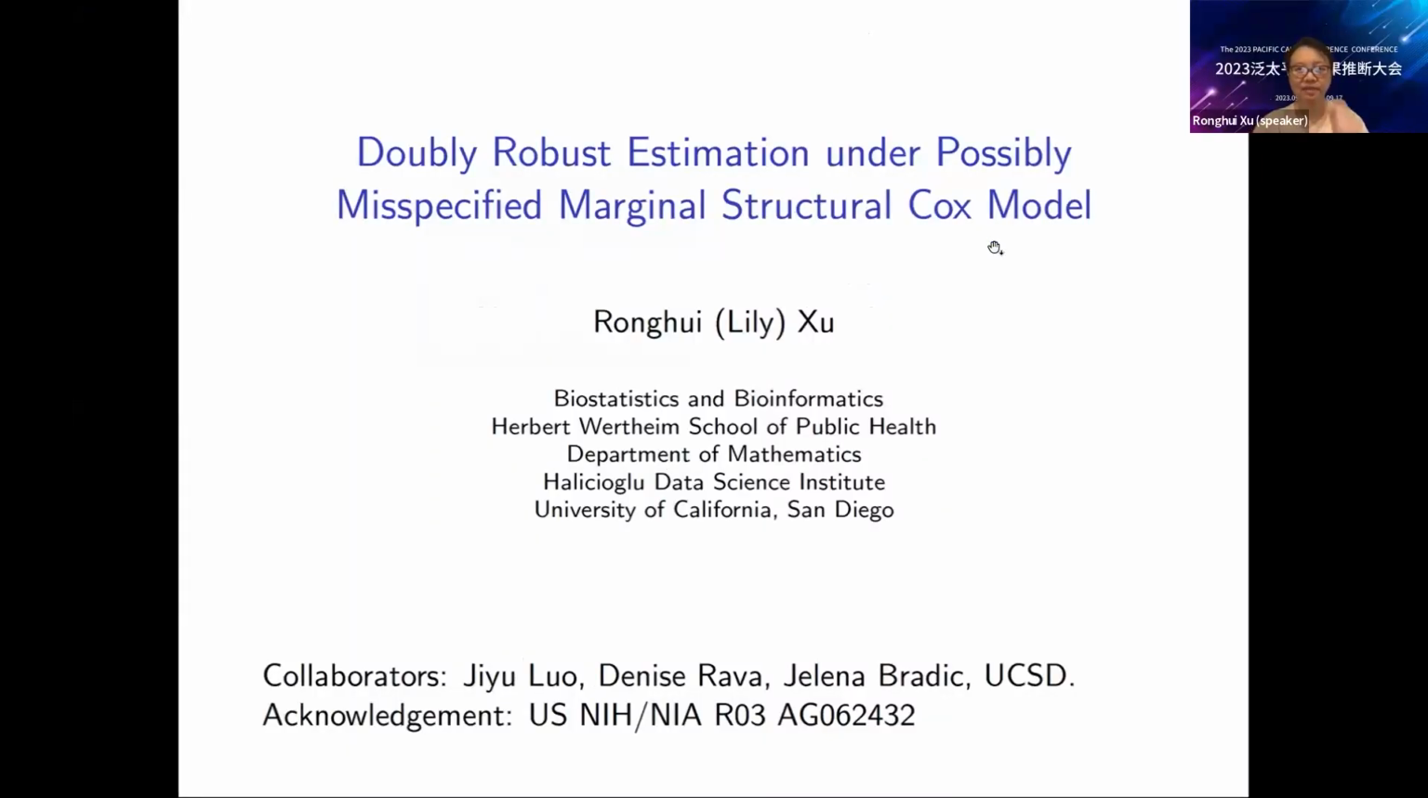Nice talks, the first three speakers. I'm going to talk about something just slightly more in depth, because I've been working in the field of survival analysis since my PhD long time ago. This is joint work with a team of students, former students, and current faculty at UC San Diego.